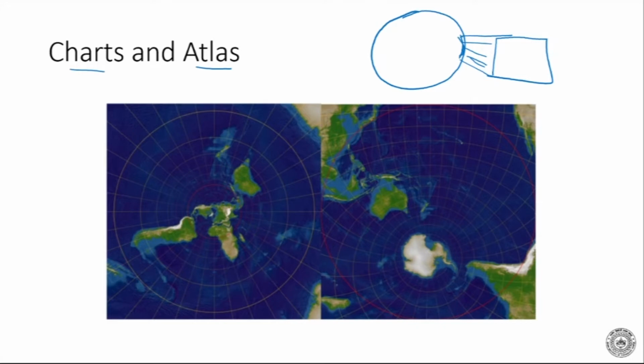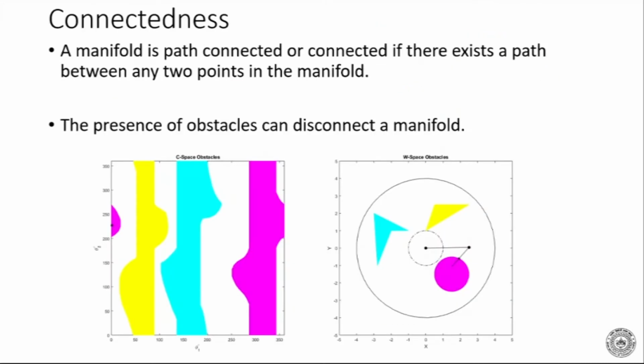Okay, so it is basically saying that a configuration space is a manifold, and it is a manifold because it is locally like Cartesian space, and that is why we can go from one space to another space. Okay, now connectedness: a manifold is path connected or connected if there exists a path between any 2 points in the manifold. Like what we talked about in the last class, this is my C space and this is my Cartesian space.